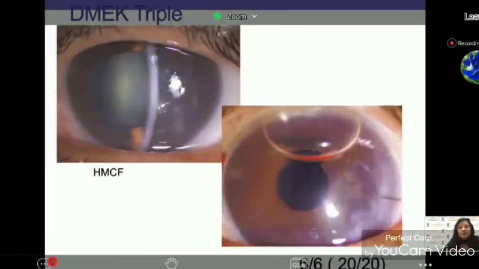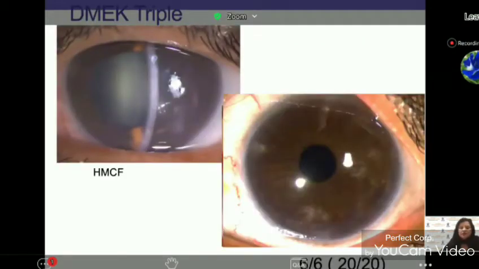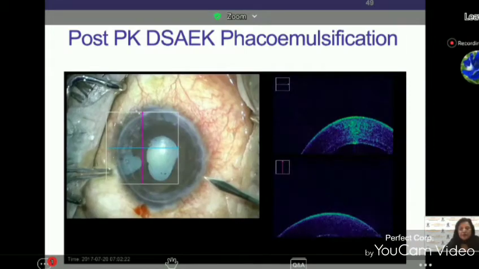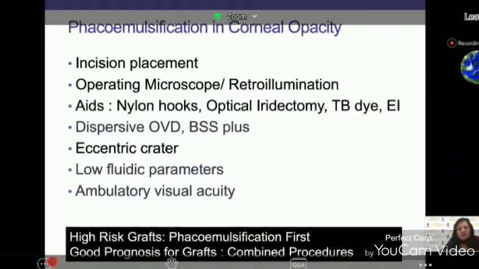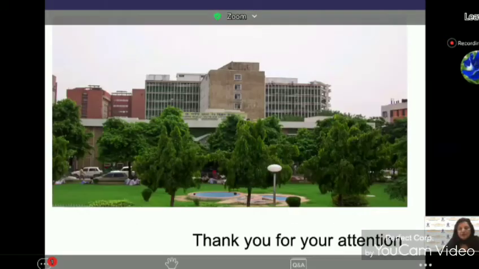So this is at post-op day 1, and this is at post-op month 1. You can't even make out that there was ever a graft done. It's pretty much like a Phaco case. So whenever there is a case of phacoemulsification in corneal opacity, if it's a high risk for graft, then do a Phaco first and see how it goes. But if the prognosis for grafts is good, then you combine procedures with the corneal transplantation.